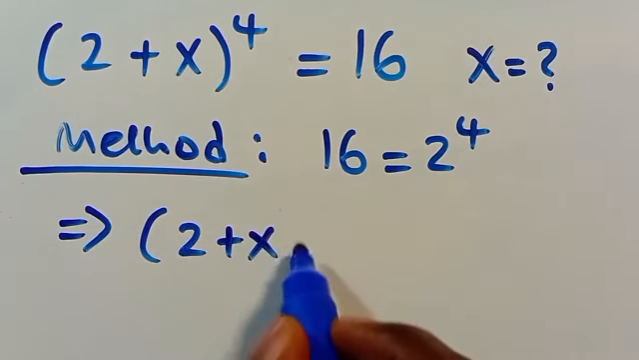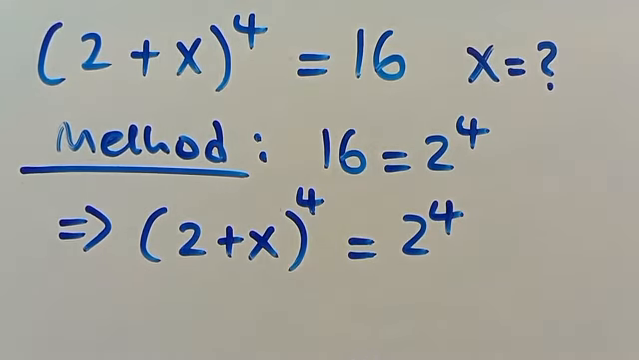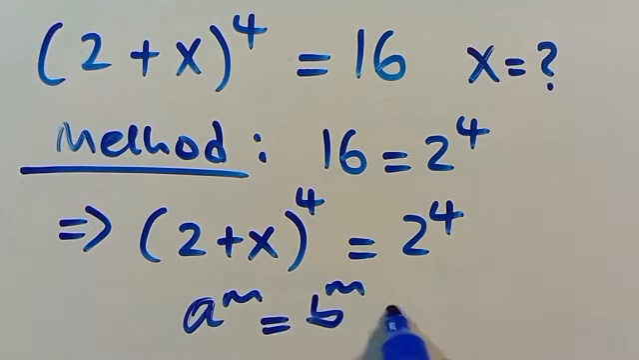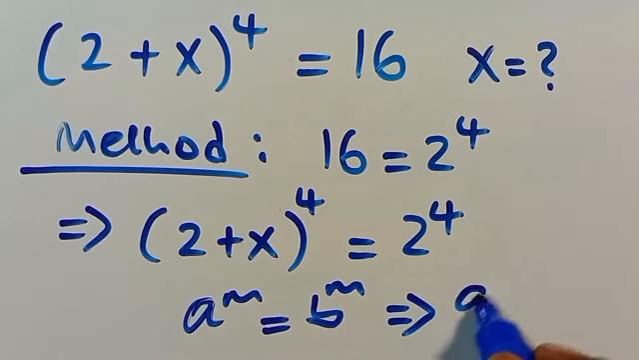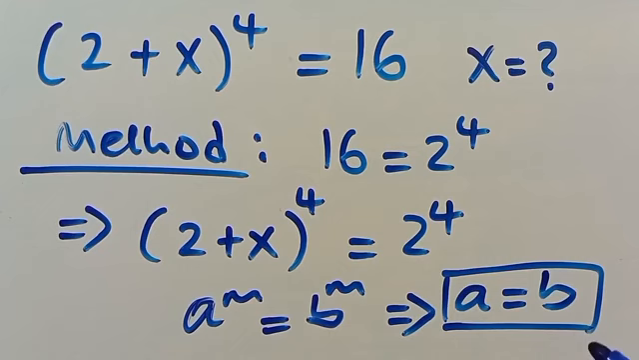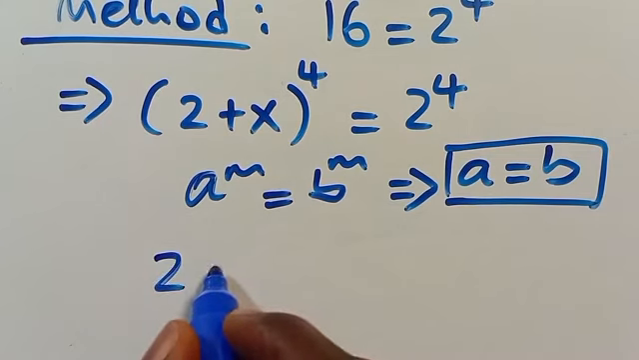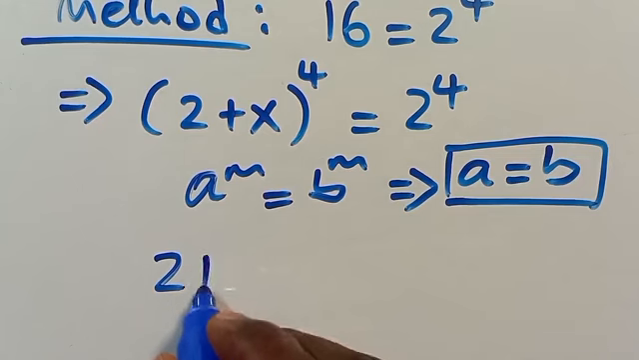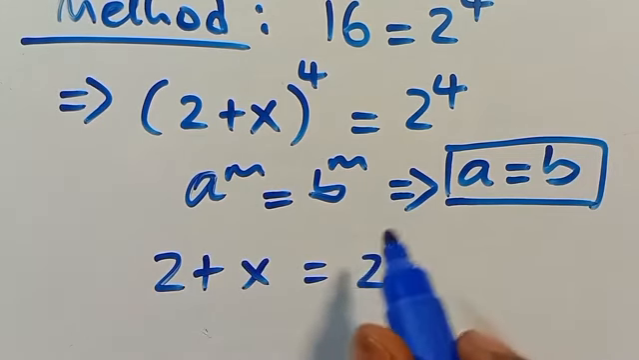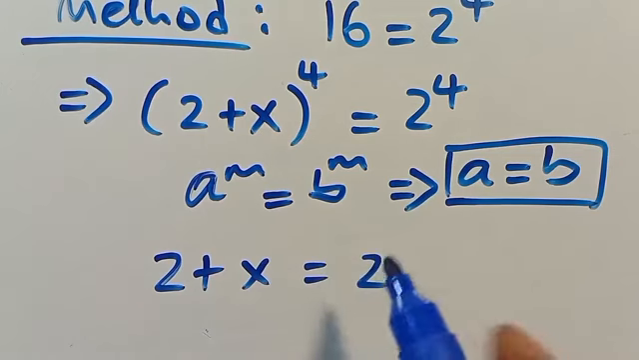(2 + x)^4 = 2^4. Then let us recall that when we have a^m equal to b^m, this implies that a equals b. So from here, this implies that we are going to have 2 + x equal to 2, since the powers are the same. So we equate the base.